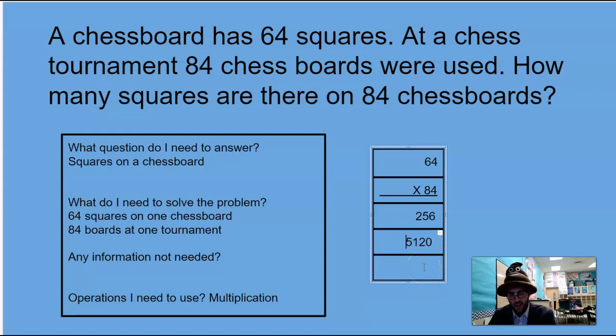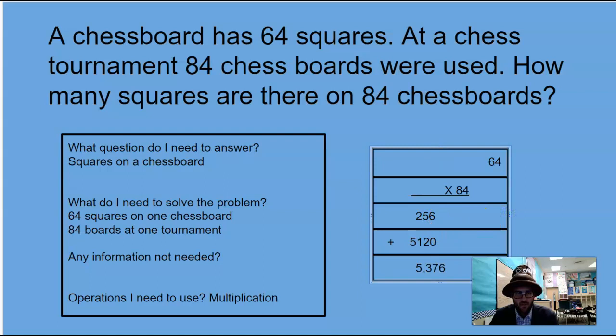But let's not forget our adding sign, or else Mrs. Pandemic might yell at me. 6 plus 0 is 6. 5 plus 2 is 7. 2 plus 1 is 3. And 5 plus nothing is 5. So our answer would be 5,376 cookies?